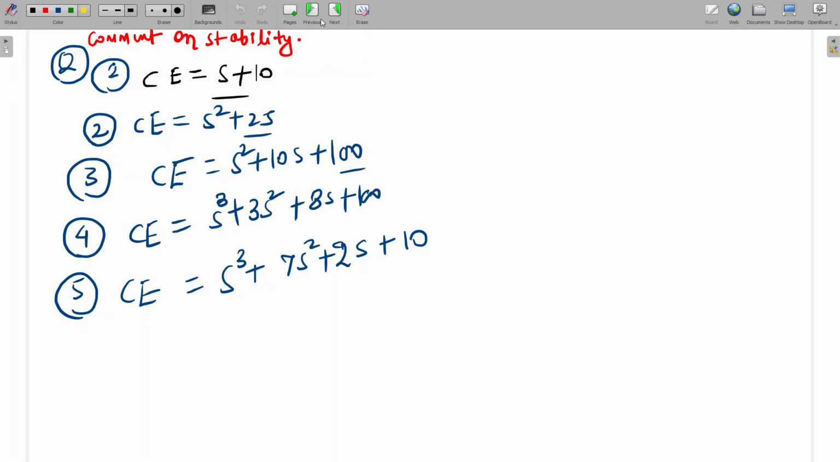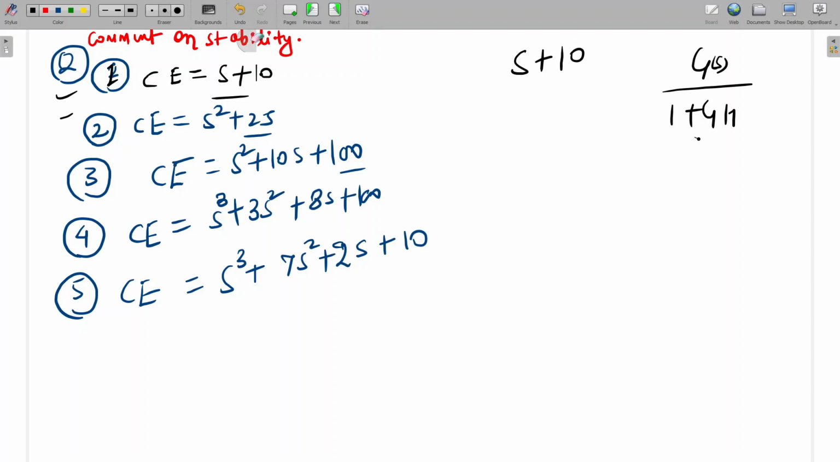One by one. Here some characteristic equations are given. These 5 questions are there. The first one is s plus 10. This is the characteristic equation, meaning the denominator of the system: G(s) by 1 plus G(s)H(s). So this is the 1 plus G(s)H(s).